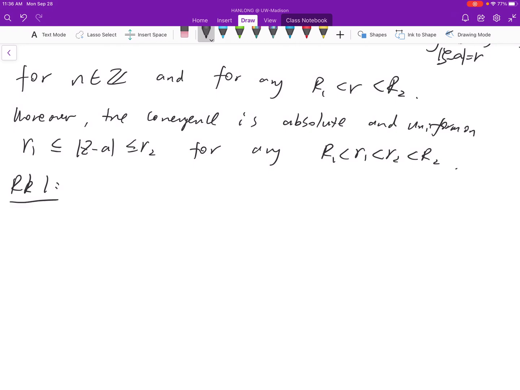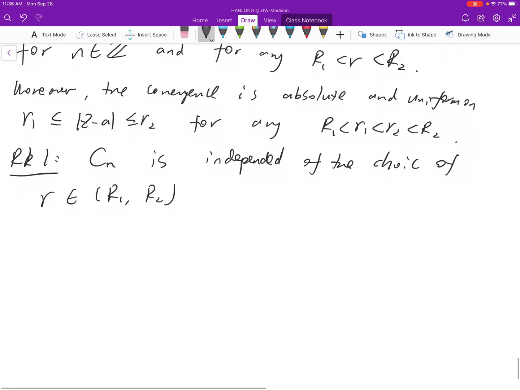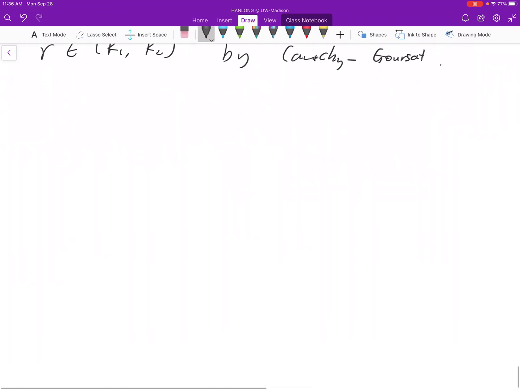If you recall the previous formula for the coefficients appearing in the power series expansion of a holomorphic function on a disk, you believe that here the coefficient c_n is independent of the choice of the real number r between R1 and R2 by Cauchy's theorem. Okay, now let's give a proof.